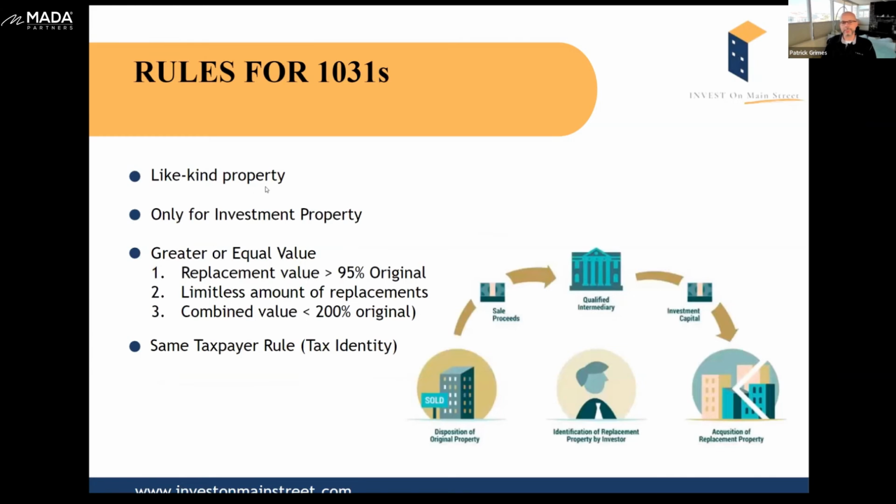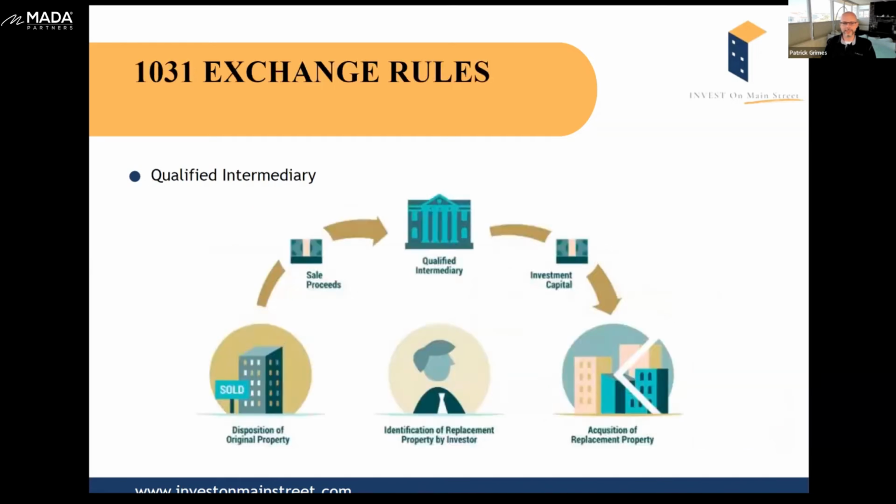So just like-kind property, so real property to real property. It's not for your single family home. It's not for your vacation home either, unless you've been renting it for enough time, call it 2 years, and you're showing income for it. Then I've seen that get by, but really you've got to talk to your CPA. There are some rules around replacement value and combined value if you're doing more than one. Then there's the same taxpayer rule. I think for Canadians, you'd be limited to the entity because obviously Social Security numbers wouldn't apply in this particular case.